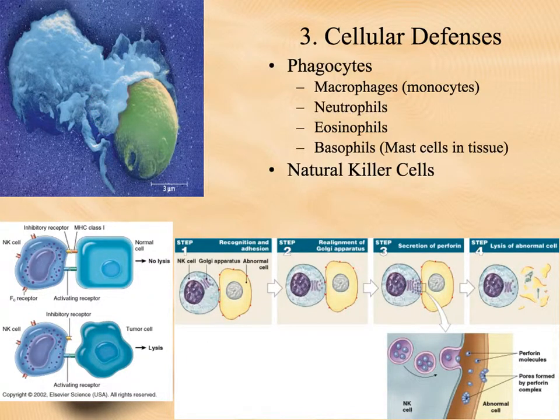Neutrophils, eosinophils, and basophils all are different types of phagocytes that will eat other cells. The basophils particularly are the mast cells that we see in other tissues, such as like the nervous system or the skin. And then the last one here we have are the natural killer cells, which actually will bind with cells that are infected or have other issues like cancer, and they release perforins and cause them to burst.